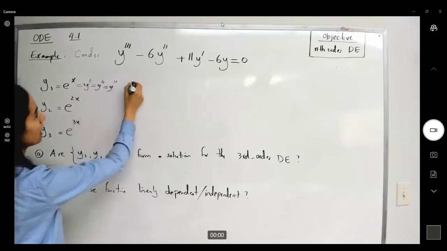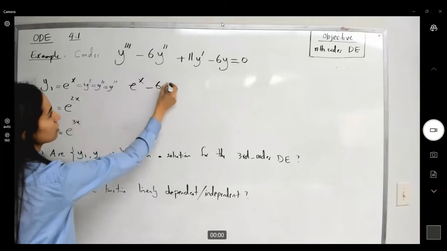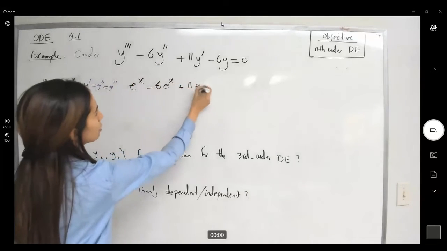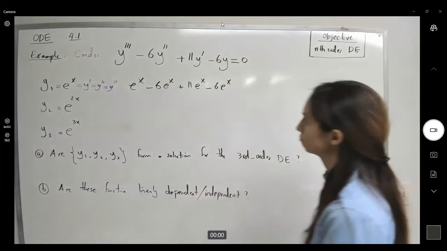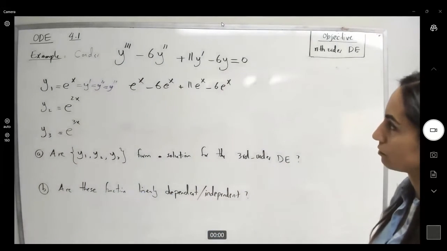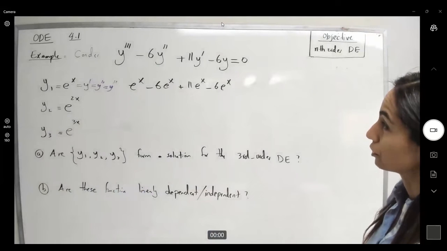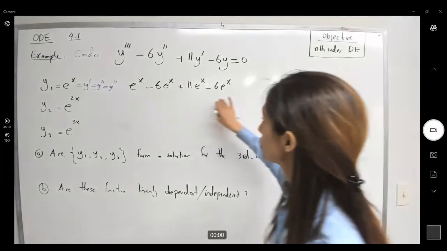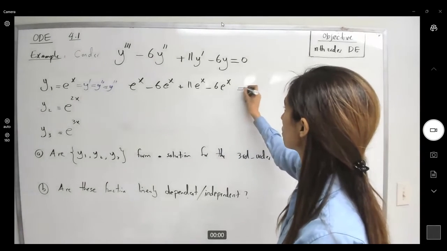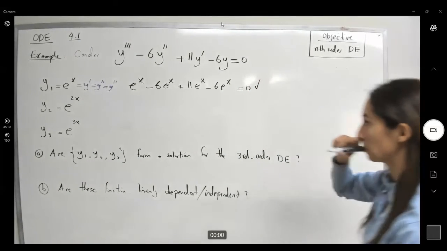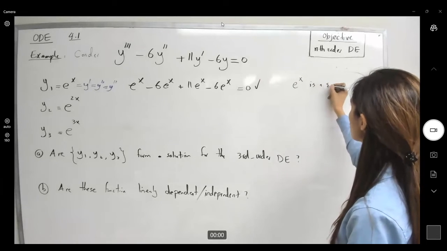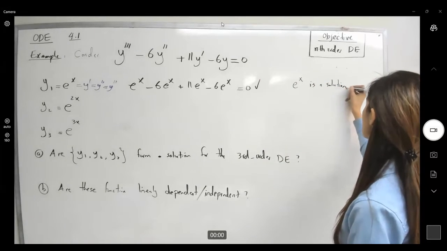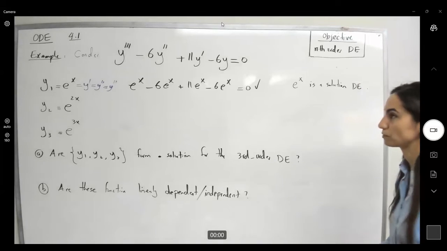You can continue taking the derivative of e to the x. So we get e to the x minus 6 e to the x plus 11 e to the x minus 6 e to the x. Let's see, what do we have here? We have 12 e to the x minus 12 e to the x, which is 0. So far, so good. So e to the x is a solution for this differential equation.